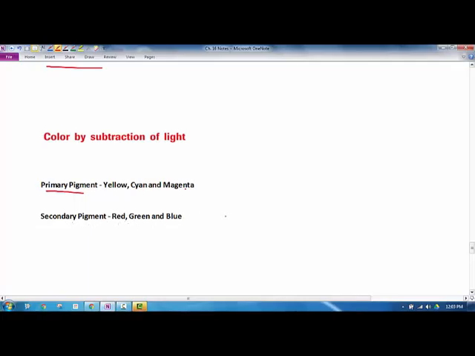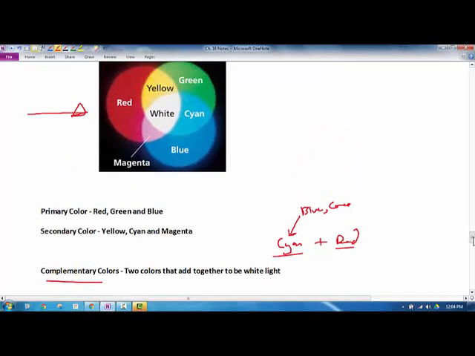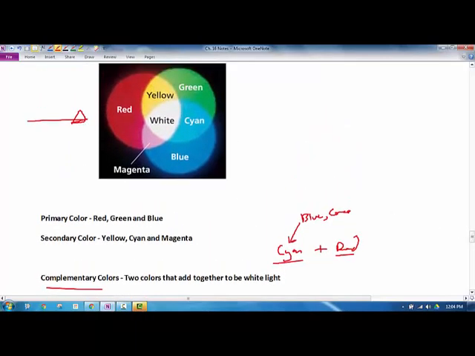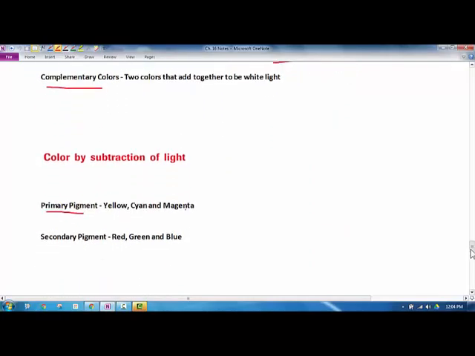So a primary pigment like yellow is yellow because it absorbs blue frequencies of light. And so what's left then to reflect is green and red, which looks like yellow to us. So pigments is really color by subtraction, because if you have yellow, what's happening is the blue frequencies of light are getting absorbed, and what's reflected is the green and red, which looks like yellow to us. Okay, secondary pigments then would be red, green, and blue.